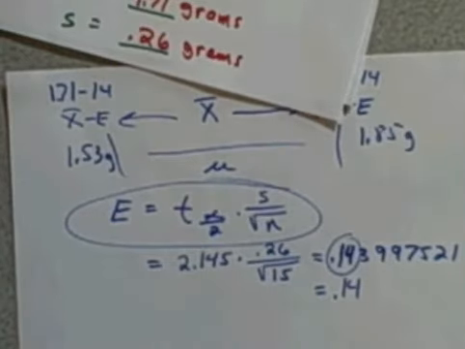This concludes our example of how to create a confidence interval for the mean weight of an entire population.